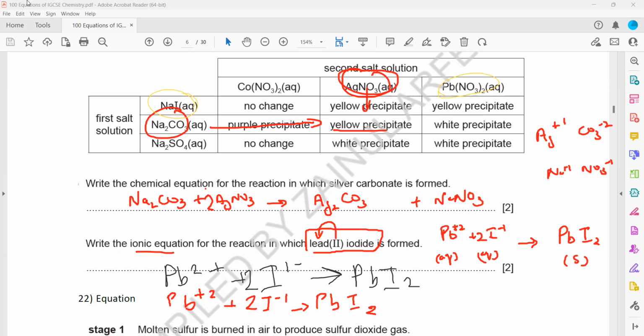The first one, the chemical equation, means the overall equation between the two reagents. In an ionic equation, we just write what ions react to form the product.